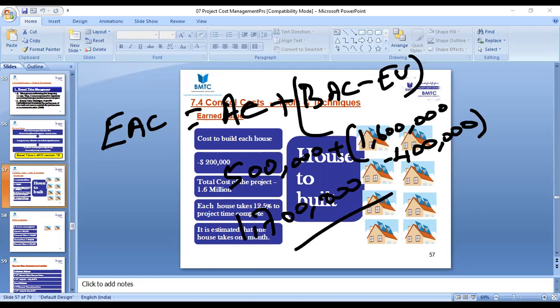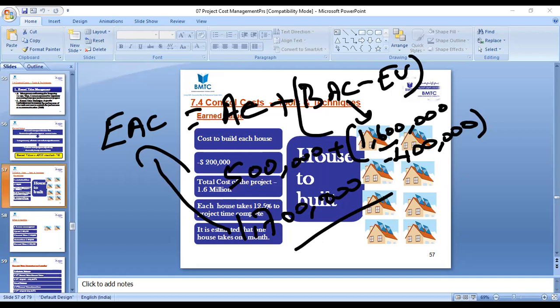So literally it shows that you're not able to complete your work with 1.6 million. That's your BAC. You are able to complete your future work, and your estimated completion will be 1.7 million. Is it clear or not, guys? Yes, clear.